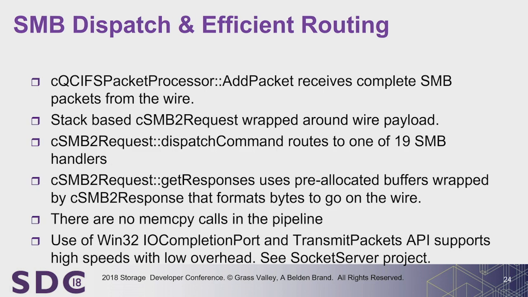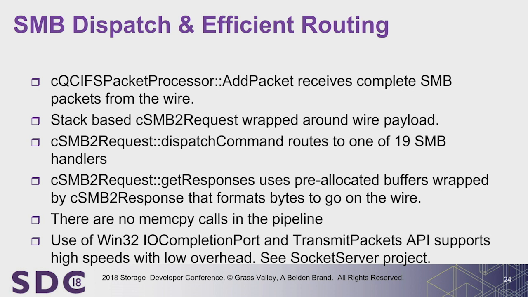So we've got a lower level thing called a socket server, which does an I/O completion port. And it uses TransmitPackets as another Windows API. So basically, there are no mem copies anywhere. Things come in off the wire. TransmitPackets allows us to do scatter-gather collections from user mode and push them down to the NIC. So you don't need to do mem copies. You can just assemble things in RAM and pass them down.